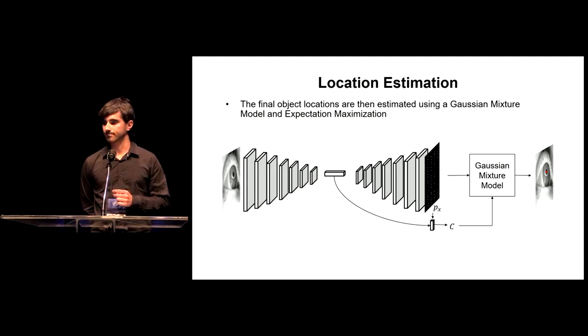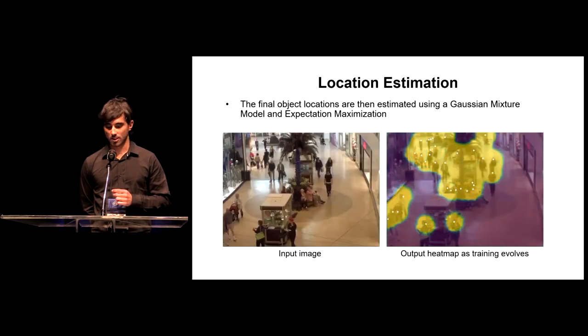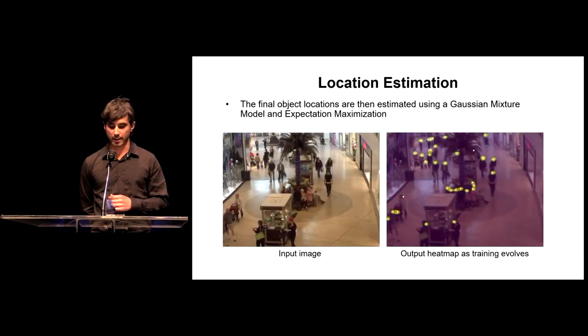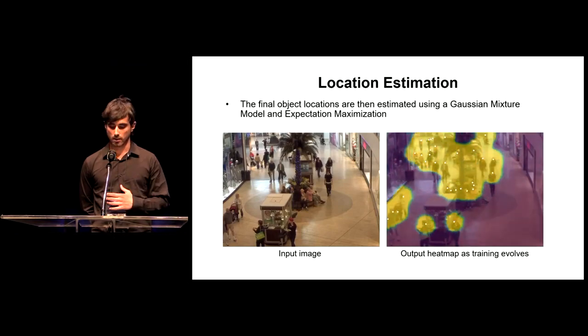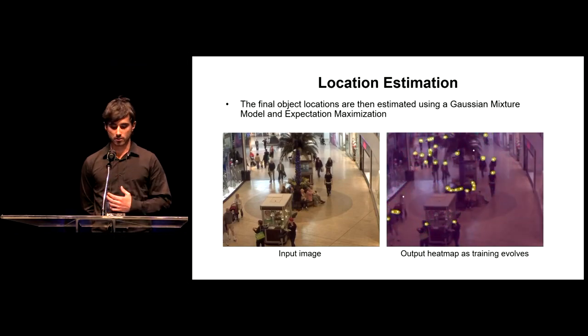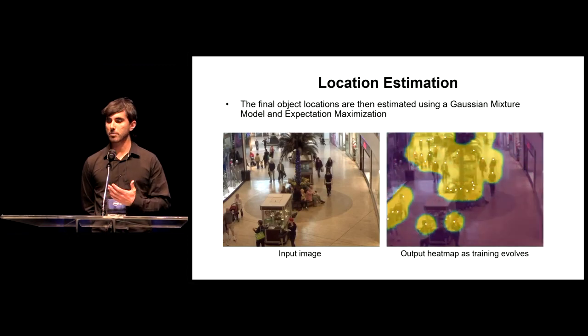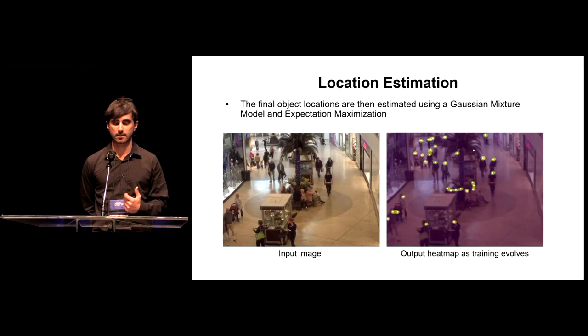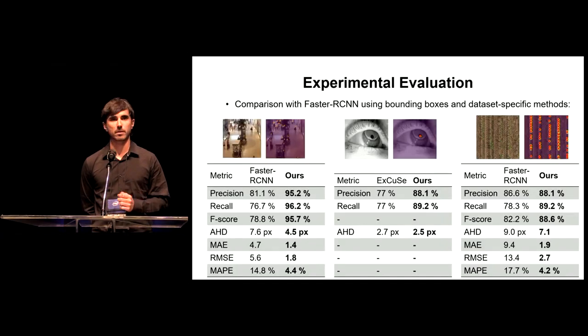In the next slide, you can see the output of the network using this new loss function as training goes on, and how it converges towards a single dot on top of each true location. In the paper, you can find the proof that this is actually the minimizer.